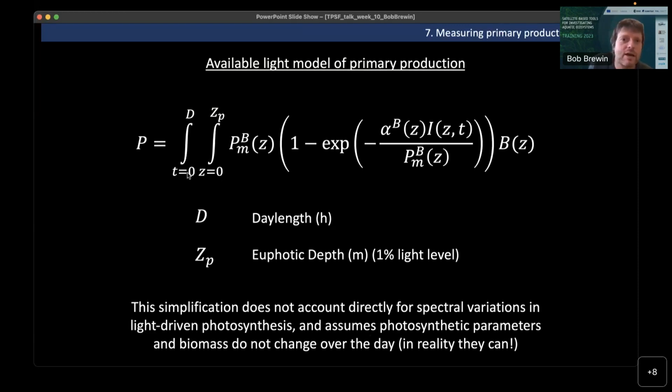And then we integrate over the day length D, and here I'm using the euphotic depth, but you could integrate further down into the water column, but just bear in mind that as you get below the euphotic depth, there's not much light for photosynthesis anyway. So just for the purpose of this simple example, we're going to integrate down to the euphotic depth. Do bear in mind that this simplification does not account directly for spectral variations in light-driven photosynthesis, as I just mentioned before, and assumes the photosynthetic parameters and the biomass do not change over the course of the day, when, of course, in reality they can.